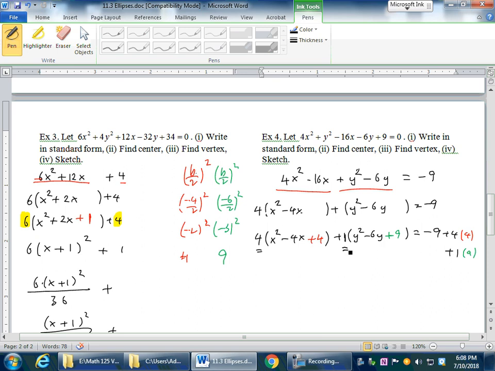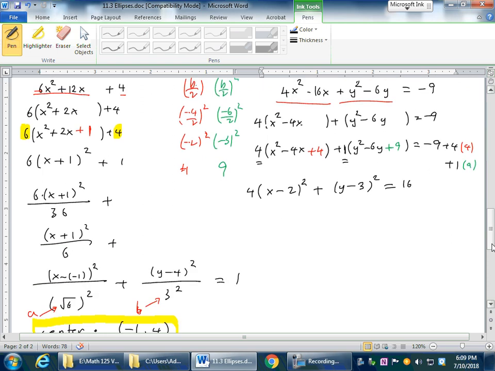So finally, this gives us a perfect square trinomial, which is 4(x minus 2) quantity squared plus (y minus 3) quantity squared equal to, you can use the calculator, or you can do the mental math. Negative 9 plus 9 will be 0, so it'll be 16. So finally, we're going to divide both sides by 16. (x minus 2) quantity squared divided by 16 plus (y minus 3) squared divided by 16. And on the right hand side, 16 divided by 16 is 1, because that's our main goal, to get 1.